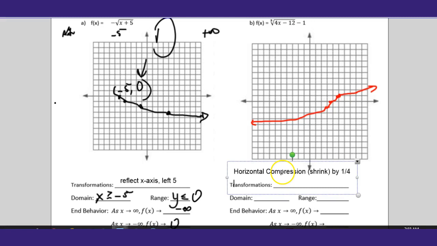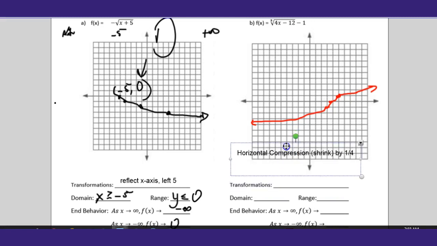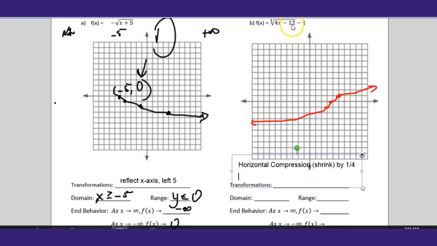And then we have the -12 right here, so that tells me right 12. And then we have the -1 on the outside, so that tells me down 1, like that. All right, so there's our transformations. Now let's talk about the domain. Well, it's a cube root function. Domain and range, both guys, are going to be all real numbers.